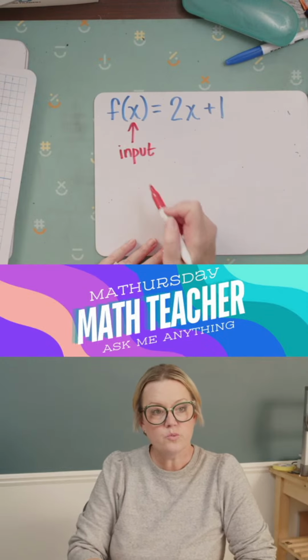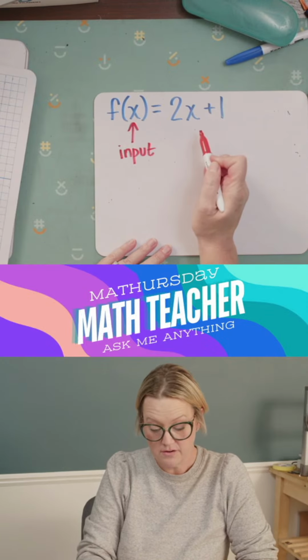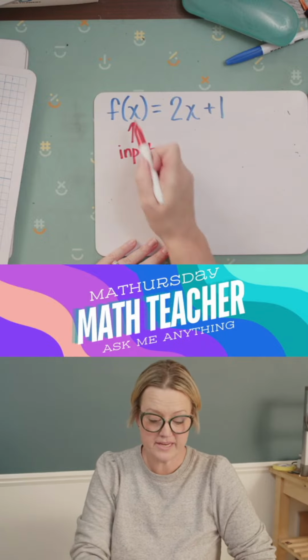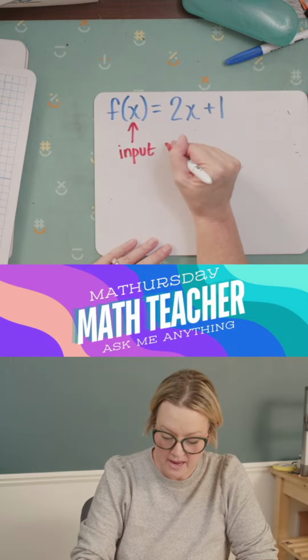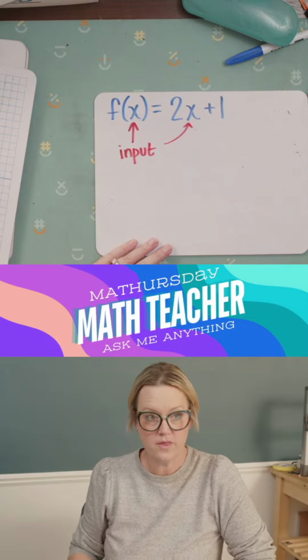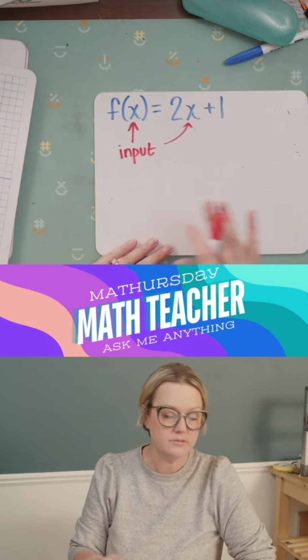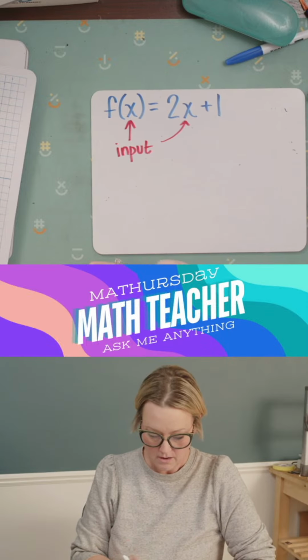Okay, so whatever I put in here, what I get out is my f of x, my f of whatever it is, okay? Whatever I have as my input is what's going to go there, and it's going to go times 2 plus 1, times 2 plus 1, times 2 plus 1, okay?